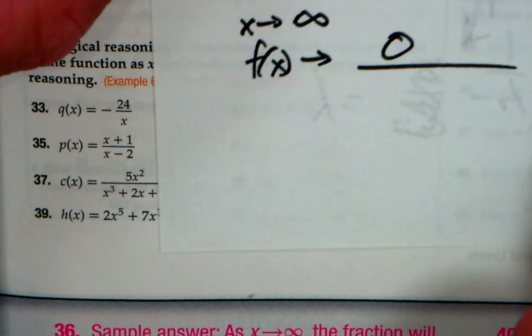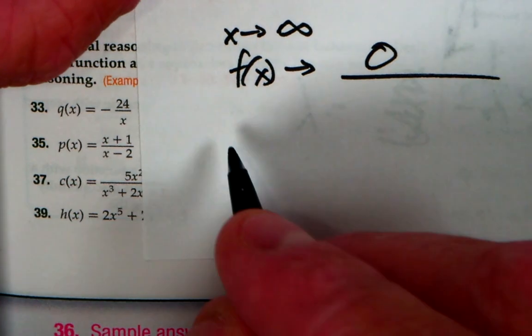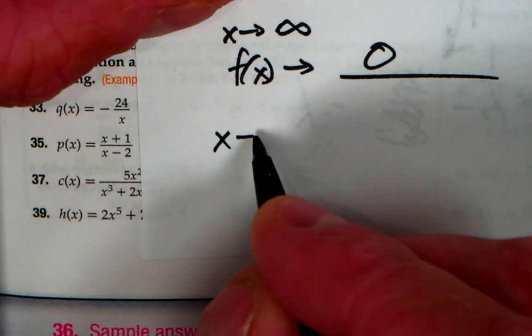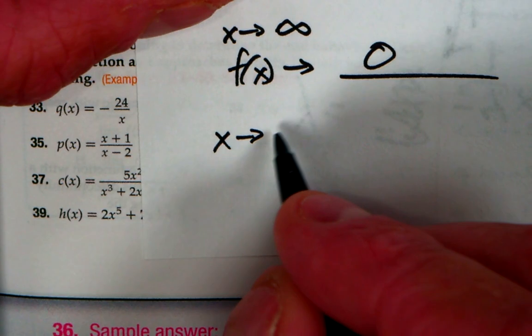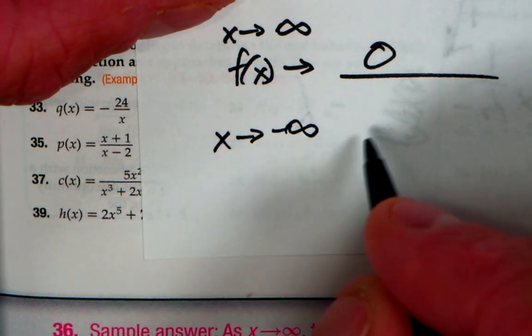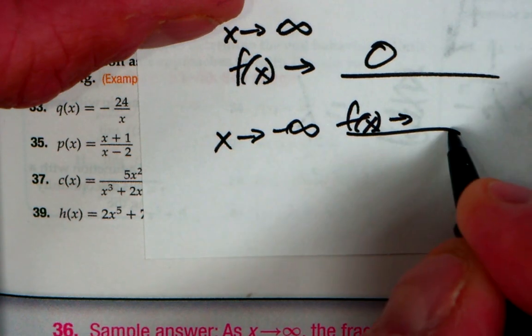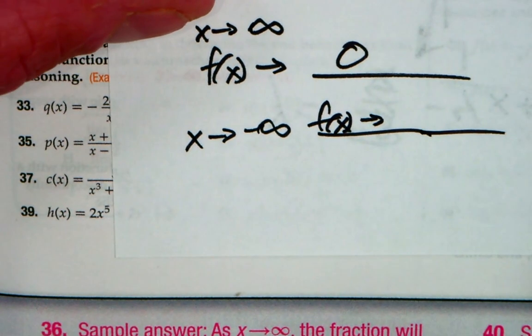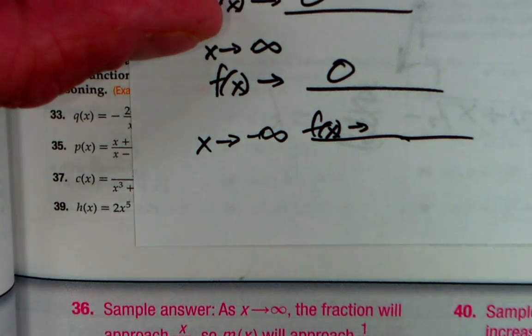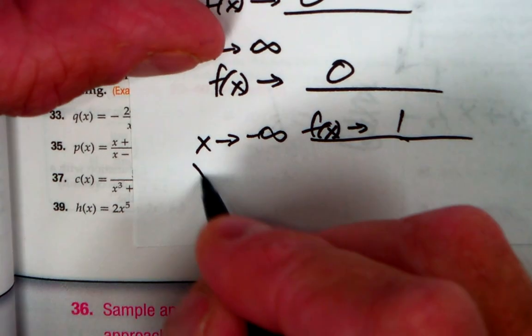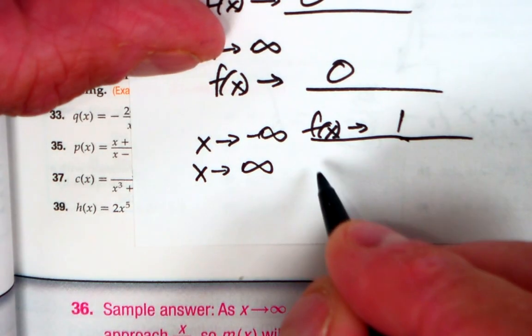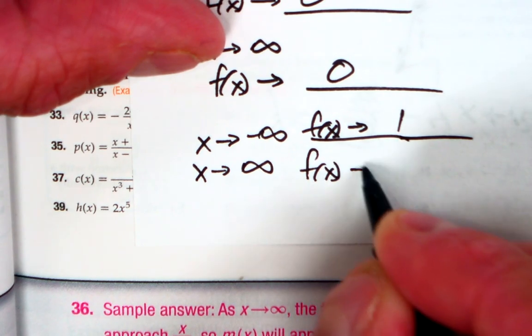So when I look at 35, it's going to be the same from either side. As x approaches negative infinity, f of x gets closer to 1. As x approaches infinity, it gets closer to 1. Is positive infinity any different? No, it is not.